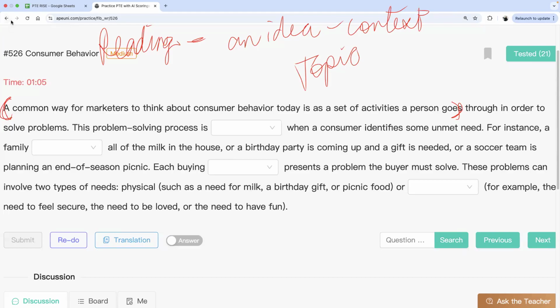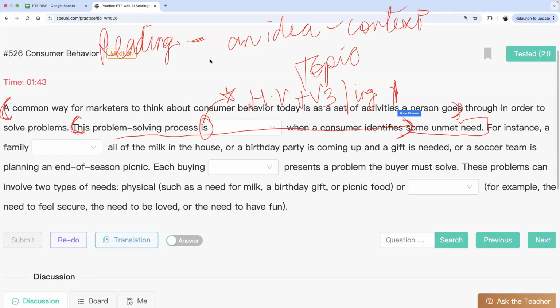So then once you are done with that, you are interested in this, okay? The problem solving process is dash when consumer identifies some unmet need. So just read the blank area. Now have a look at this: is dash when. Is is a helping verb. So with the helping verb, we put the third form of verb. We can put ing. So some grammar rules you can always write. Or we can put an adjective.